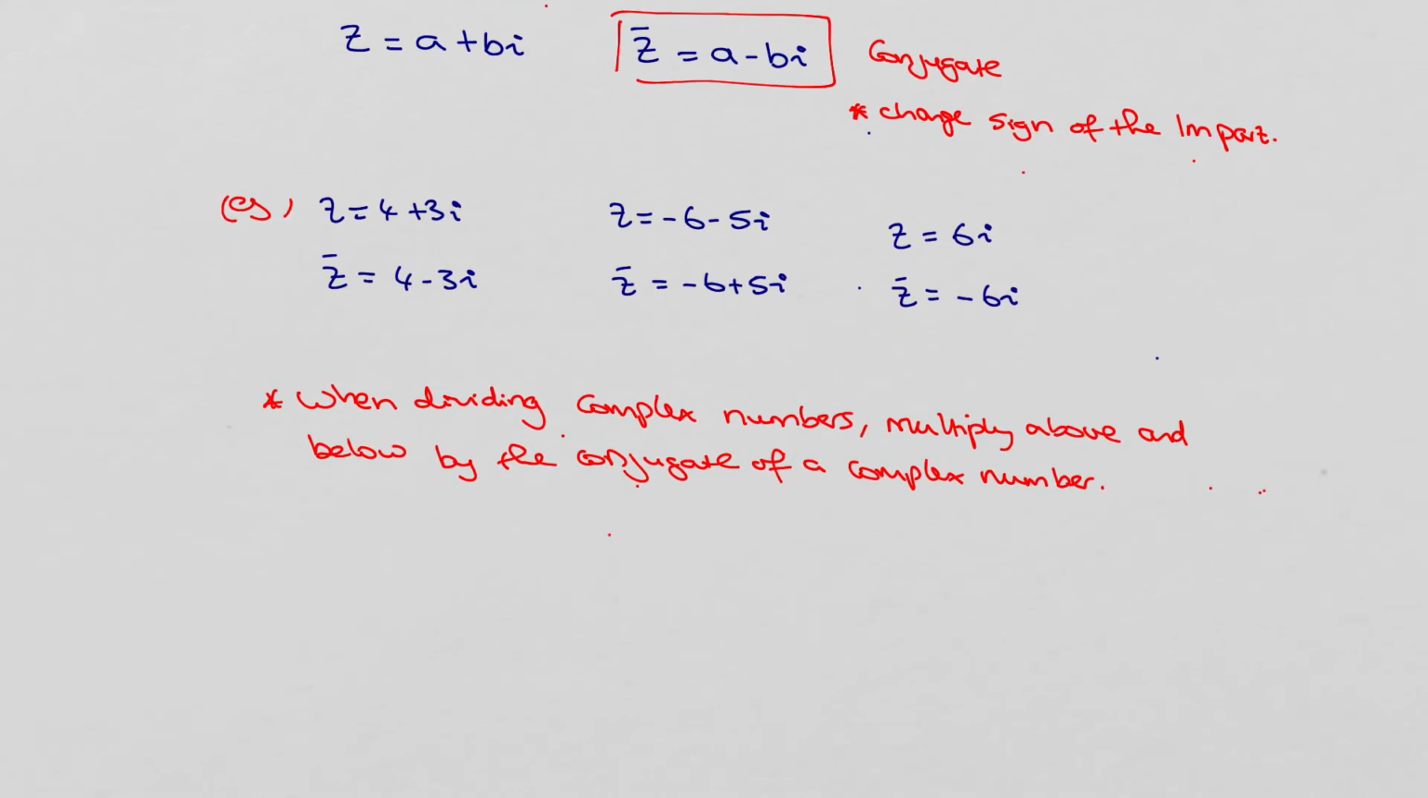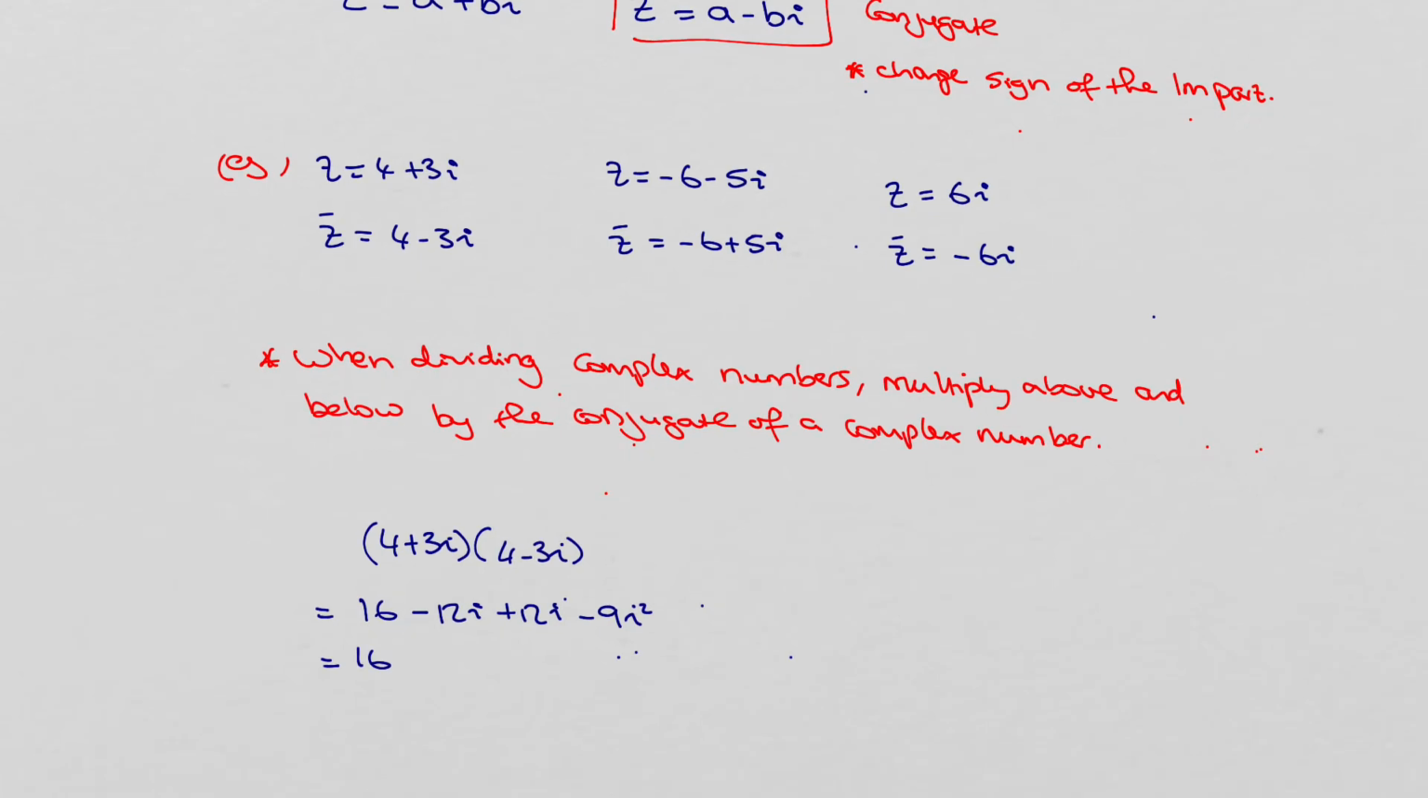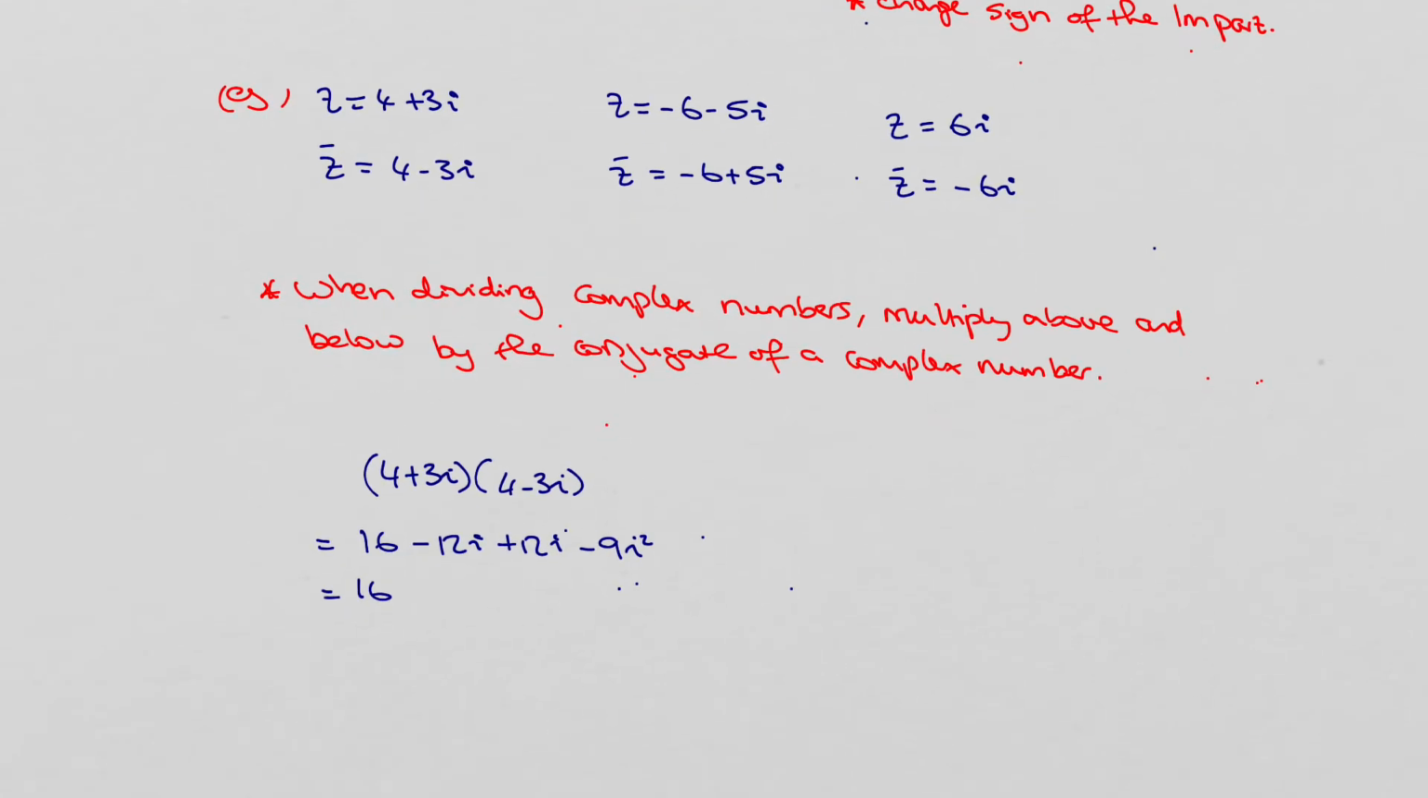So if we look at one of these, 4 plus 3i multiplied by its conjugate, 4 minus 3i. Then we end up with 4 by 4, which is 16, 4 by minus 3, which is minus 12i, 3i by 4, which is 12i, and 3i by minus 3, which is minus 9i squared. And of course, i squared is minus 1. So we end up with minus 12i plus 12i is 0, and minus 9 times minus 1 is plus 9, which gives us then 25. So you can see that the complex number multiplied by its conjugate gives us a constant every single time.